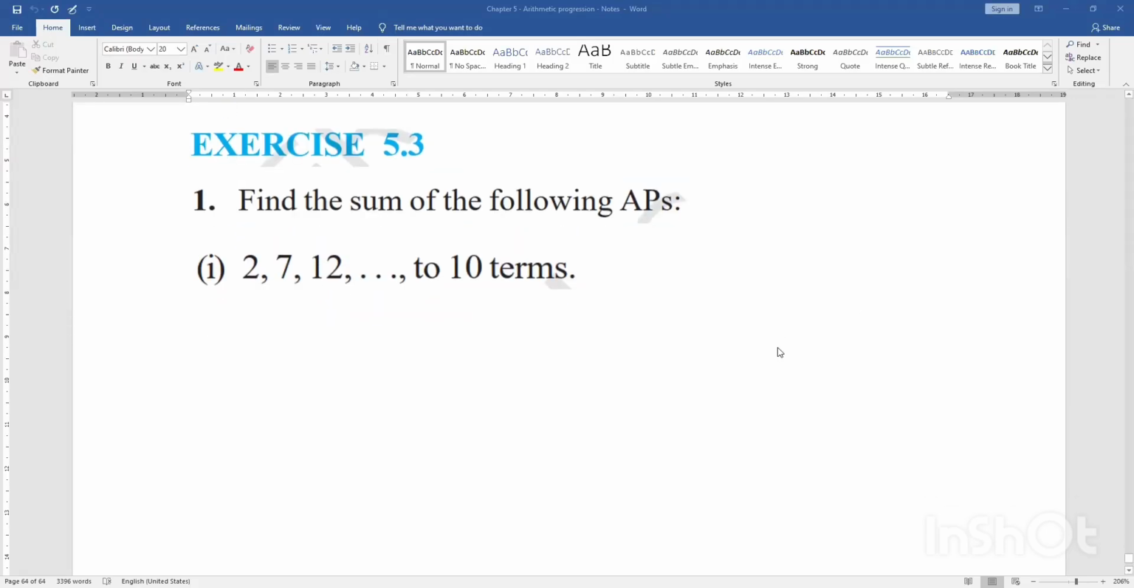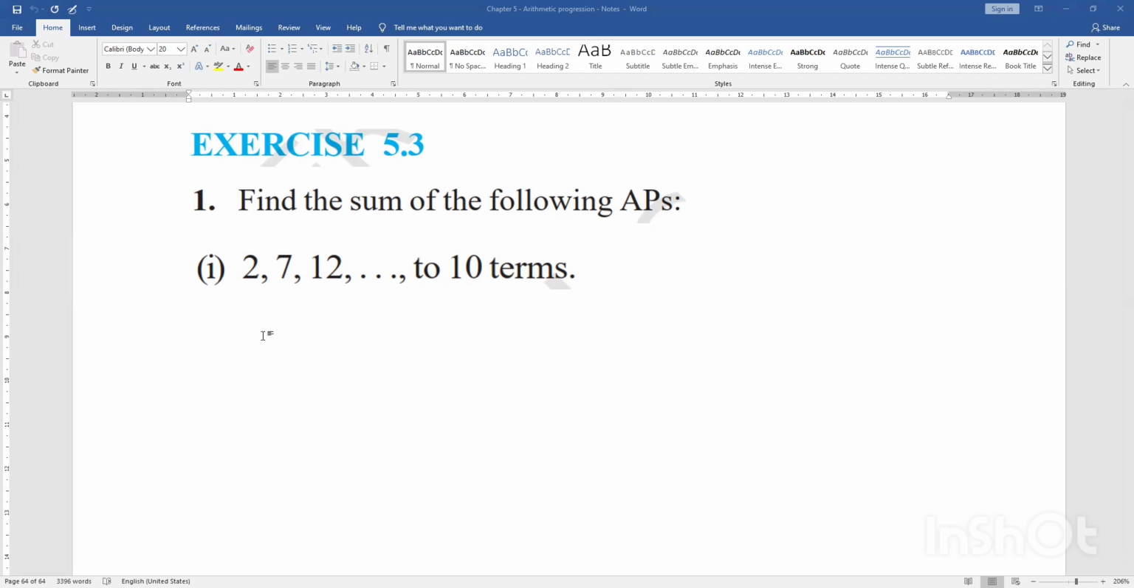Today I'm going to continue with arithmetic progression. Exercise 5.3. We have the first problem. Find the sum of the following APs: 2, 7, 12 up to 12 terms.